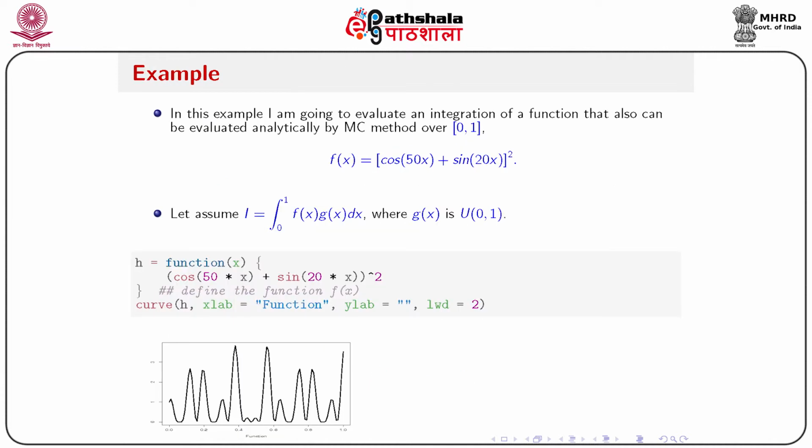Let's start with a very simple example. In this example, I am going to evaluate an integration of a function that can also be evaluated analytically, by the MC method over 0 to 1. Say f(x) is (cos 50x plus sin 20x) whole squared. Then let's assume I equals the integral from 0 to 1 of f(x) g(x) dx, where g(x) is the uniform 0-1 distribution. Let's define the function h, whose argument is x, and that will return the value of (cos 50x plus sin 20x) whole squared. If you draw this curve, you can see the shape of this function. This is a combination of cos and sin functions, by curve(h, xlab = function, ylab = this, lwd = 2). Then this curve function can be used to draw the curve of the f(x) function.